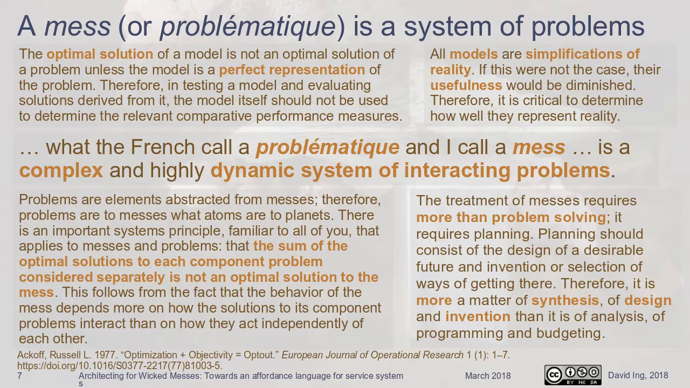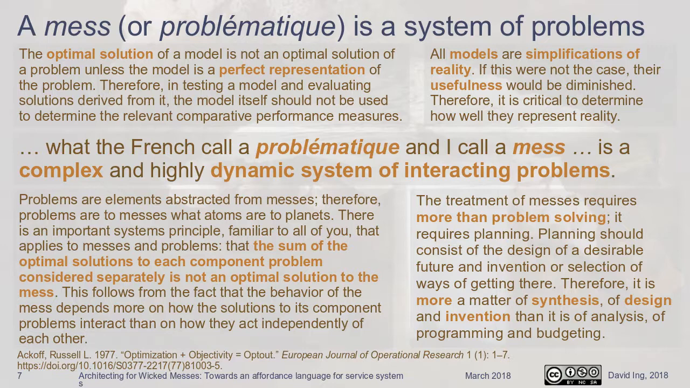Russell Ackoff calls a wicked problem a mess or problematique, and he says an optimal solution or model is not an optimal solution for a problem unless it is the perfect representation. But in the big type here, he says what the French call a problematique and I call a mess is a complex and highly dynamic system of interacting problems. So that's why I'm trying to use the term wicked mess as opposed to wicked problems. At least it's clear, because we have problems and problems. We have problems you can solve, problems you can't. It's better to say it's a mess.